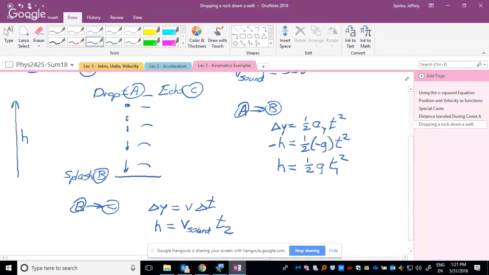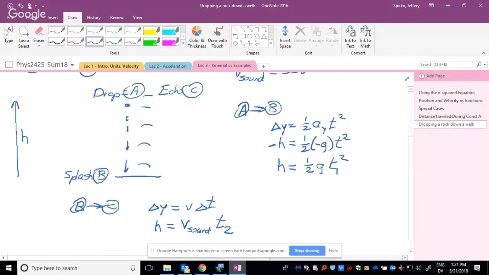Now, it is the same height in both cases. The distance the rock falls is the same distance that the sound has to come back. So that's not something I have to subscript. I don't have to distinguish this height from that height. But I do have to distinguish this time from that time.